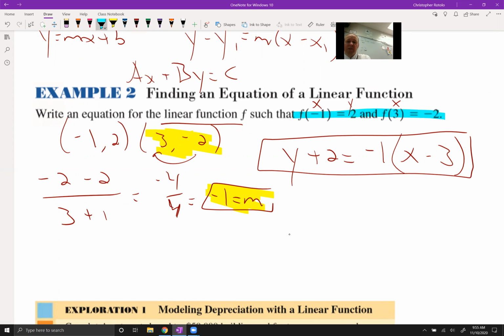Notice this is going to be your ordered pairs. So we're going to change how we show you the information. You're okay with that.